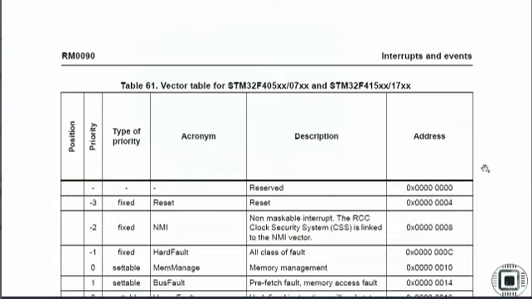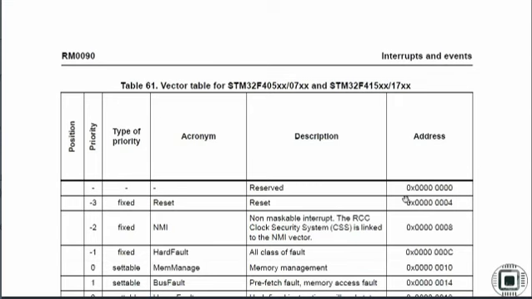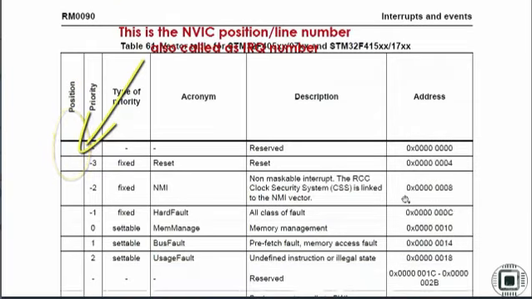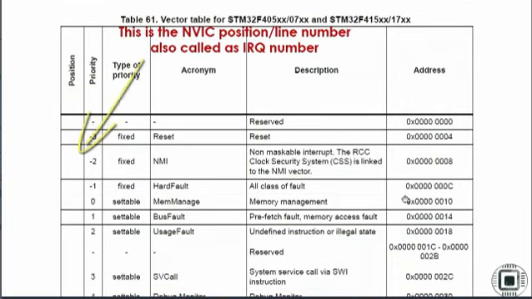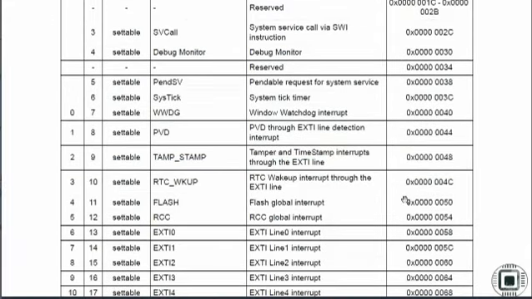For the 407XX microcontroller, this is the table you have to refer to. This table has different columns here. Let's explore one by one. The first column is the position, which is also called IRQ number, which means the position on the NVIC where an external interrupt is connected. Here you can see that EXTI line 0 is connected to the NVIC at position 6. In other words, we can say that the IRQ number of the EXTI line 0 is 6.